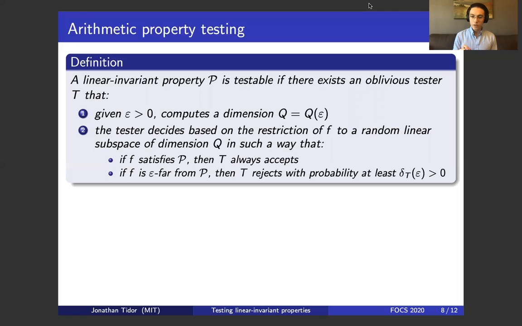So let's note that the BLR test is a test of this form. In the BLR test, the dimension q of epsilon is always equal to 2. It doesn't depend on epsilon. But notice when a tester is given oracle access to a restriction to a two-dimensional subspace, from this the tester can compute the values of f(x), f(y), and f(x + y), since x, y, and x + y all lie in the same two-dimensional linear subspace.